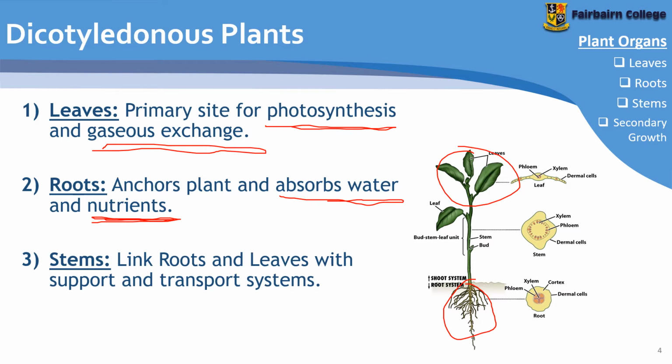And then lastly, the organ found in between the roots and the leaves is the stem. And the main function here is to provide some sort of support and transport system between these two. There are some other functions that we will briefly mention, but these are the main ones that we are focusing on, the support and transport between the leaves and the roots.